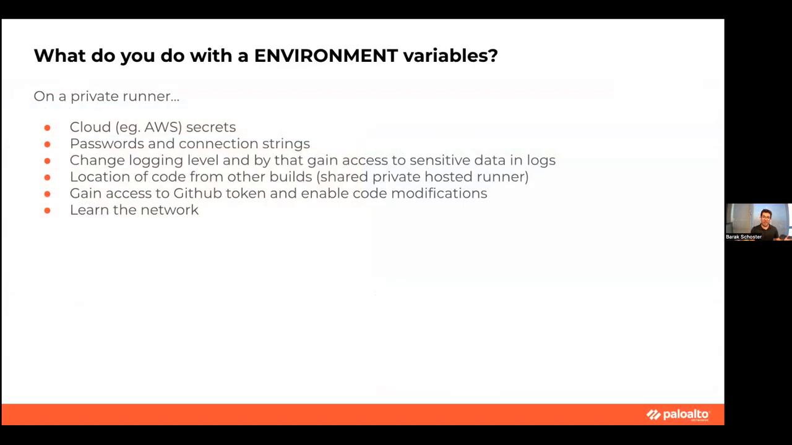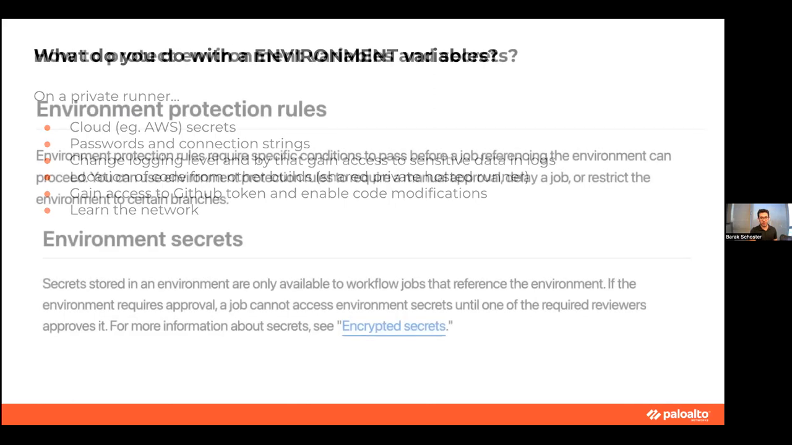What else can be in environment variables? It can be AWS secrets. It can be passwords and connection strings to databases. You can also change the logging level and print those, even if they are not in the environment variables. You can get access to the location of the code if you can take control over the host itself. You can gain the GitHub token and by that run code modification that will be deployed to production. And you can learn the network by executing nmap if you gain control over the host itself.